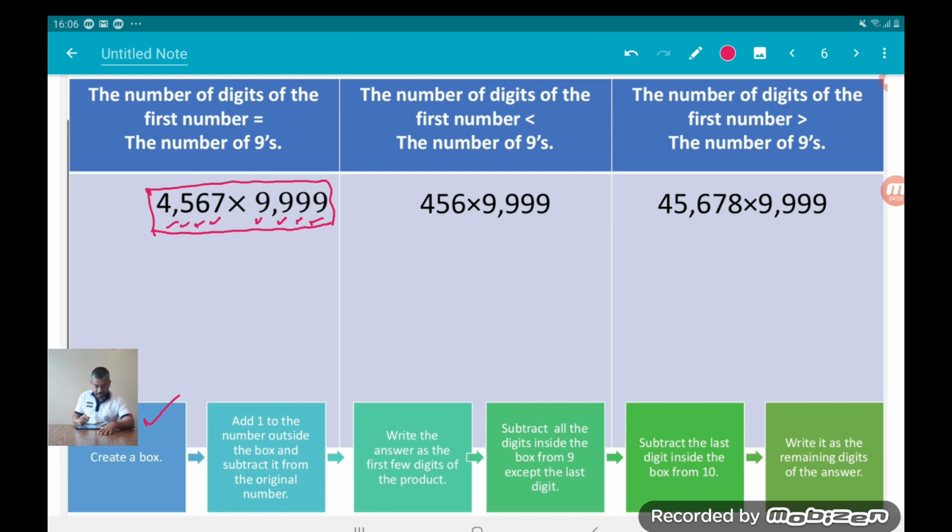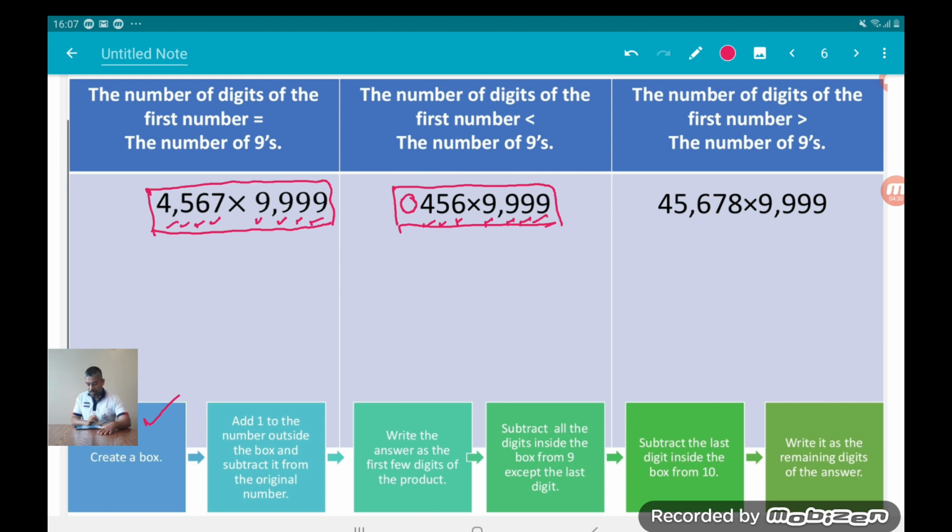Let us look at the second problem. You know that we have 4 nines. So when you are looking at the multiplicand, start from the ones place, start counting 1, 2, 3. We need 4 digits. So we don't have 4 digits. So just add a 0 there. Then you create a box.